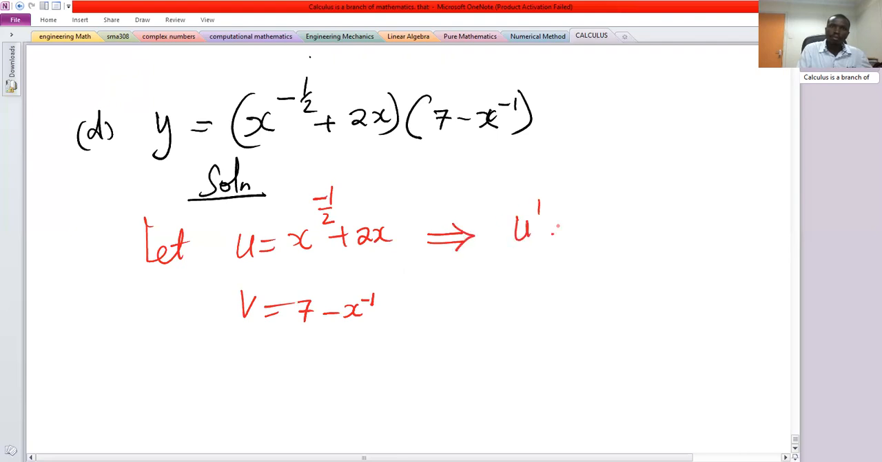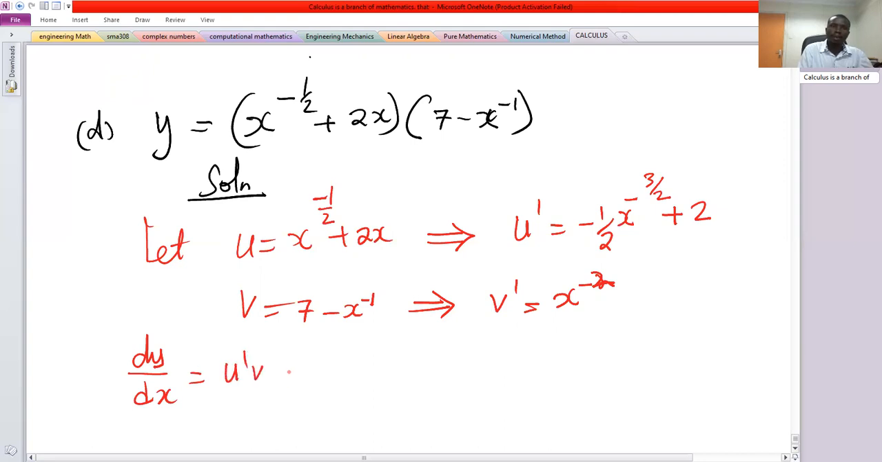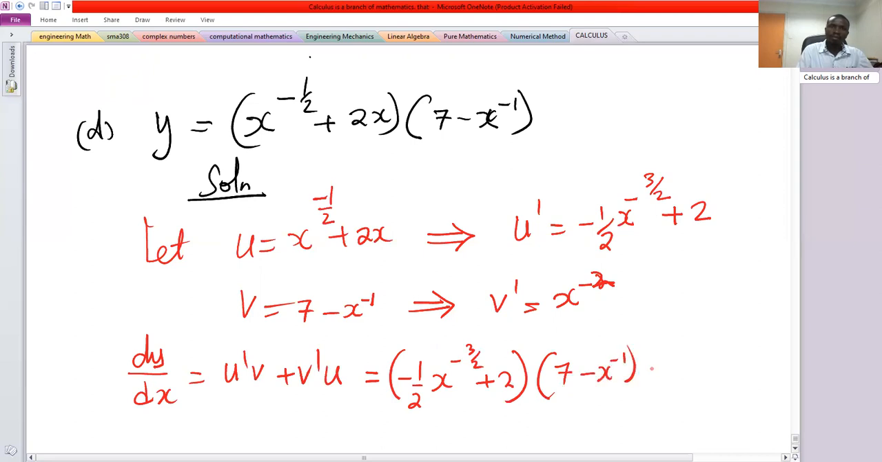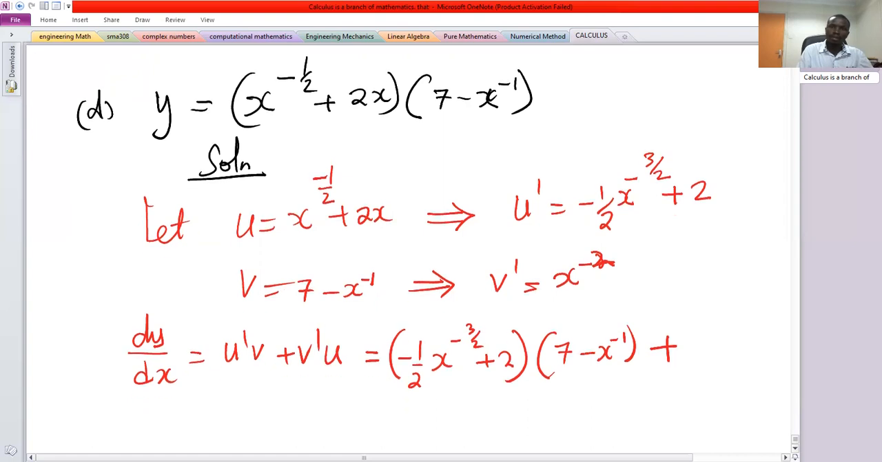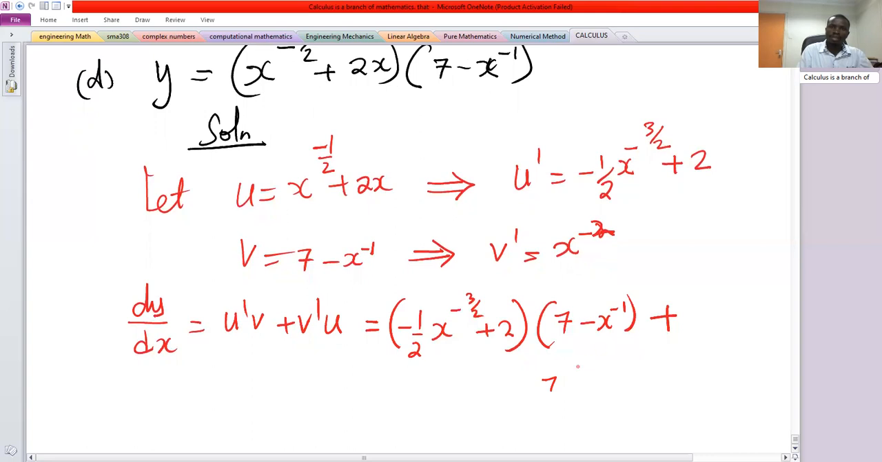This means u prime will be negative a half x raised to power negative 3 over 2 plus 2, and this means v prime, the negative 1 will be positive, and then x raised to power minus 2. dy/dx is u prime v plus v prime u, which will be u prime, negative a half x to the minus 3 over 2 plus 2, multiplied by v, 7 minus x to the power minus 1, plus v prime is x to the minus 2 times u, which is x raised to power negative a half plus 2x.